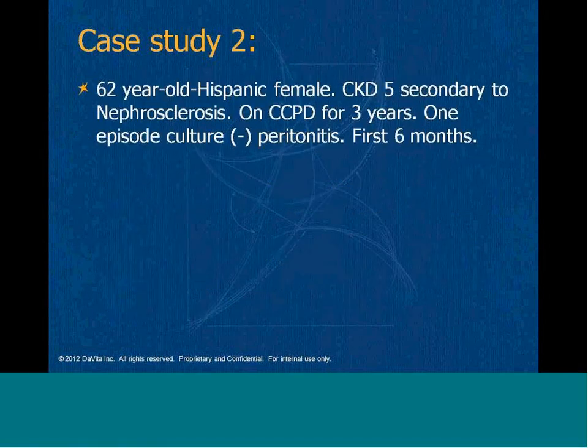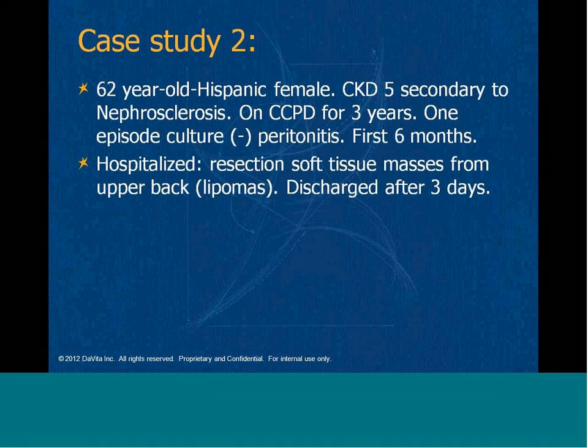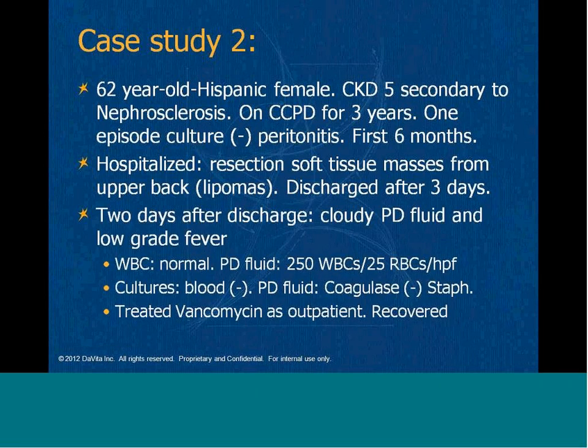This case is a 62-year-old Hispanic female with CKD 5 due to nephrosclerosis, on CCPD for 3 years. She had one culture-negative peritonitis during the first 6 months on PD. She was admitted for an elective resection of soft tissue masses in the back that proved to be lipomas, and she left the hospital after 3 days.